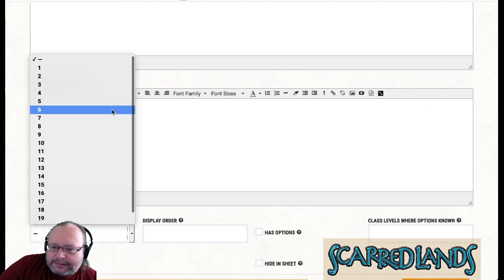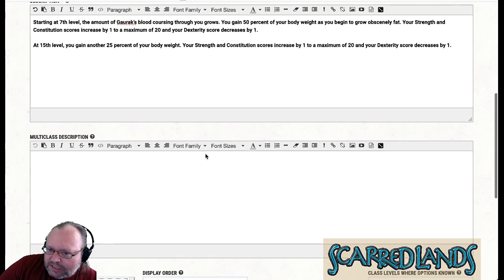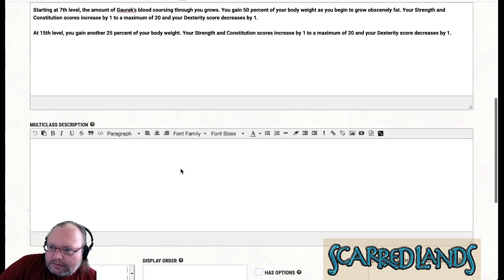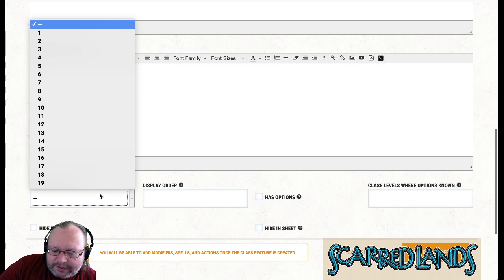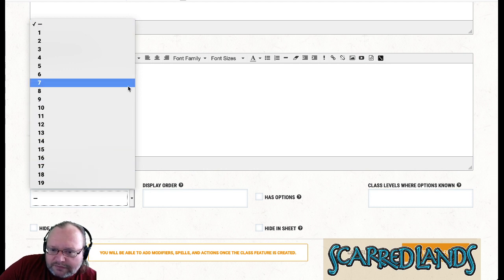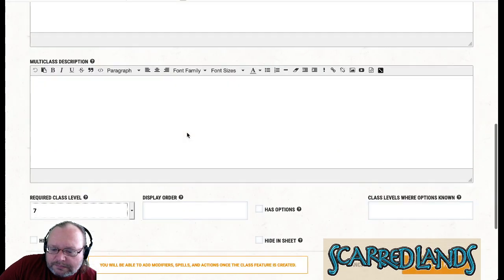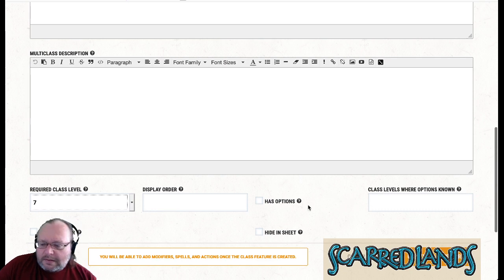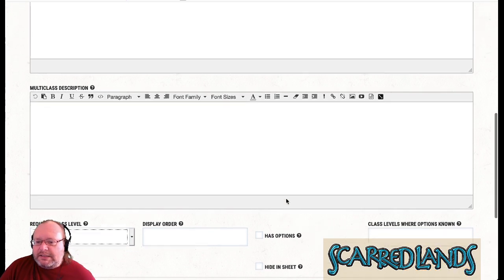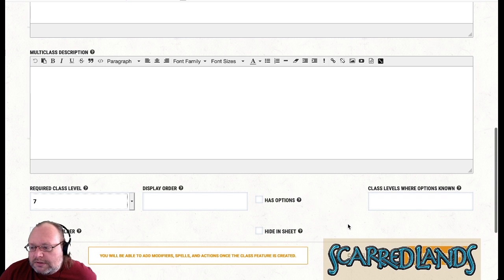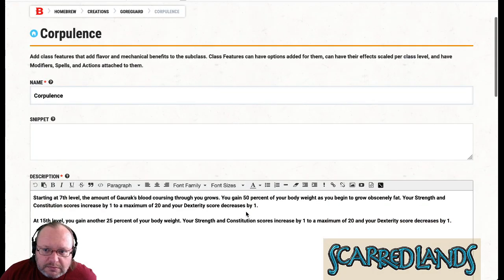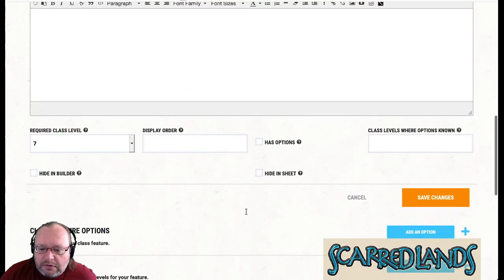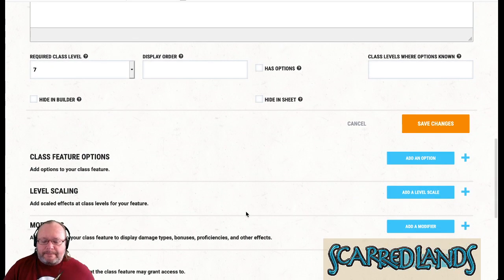I dig this a lot because this is very setting heavy stuff. It really plays into the fact that you start taking on this corruption of the Titan whose power you're drawing from.